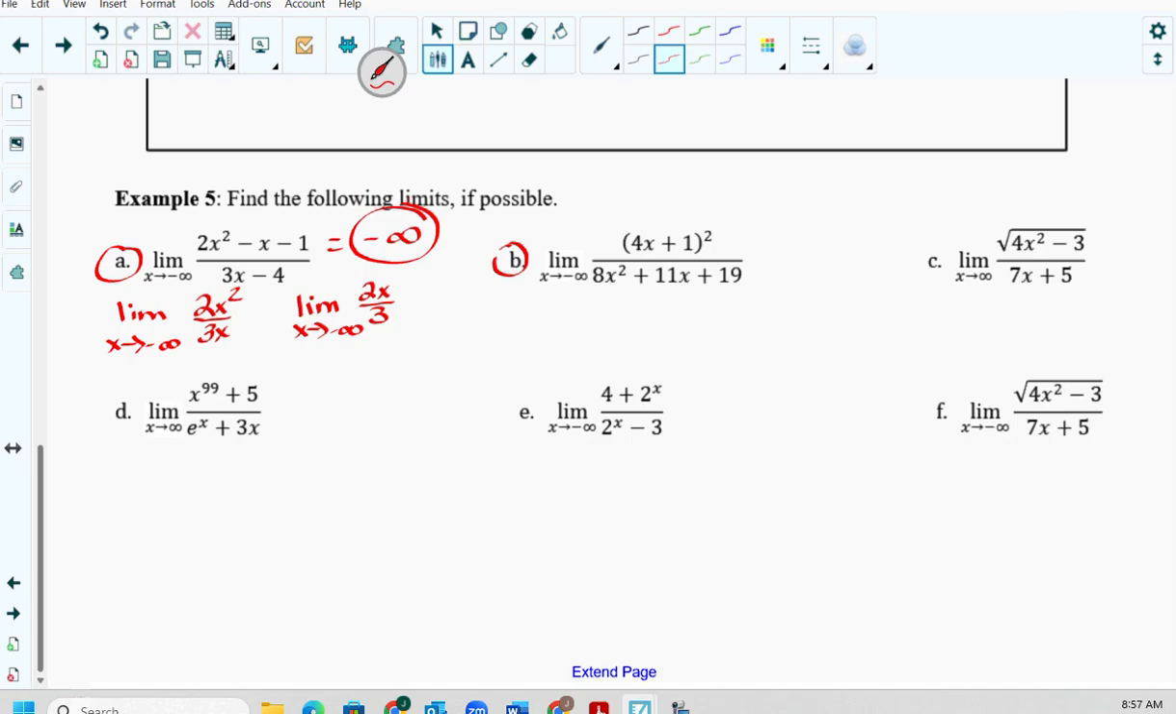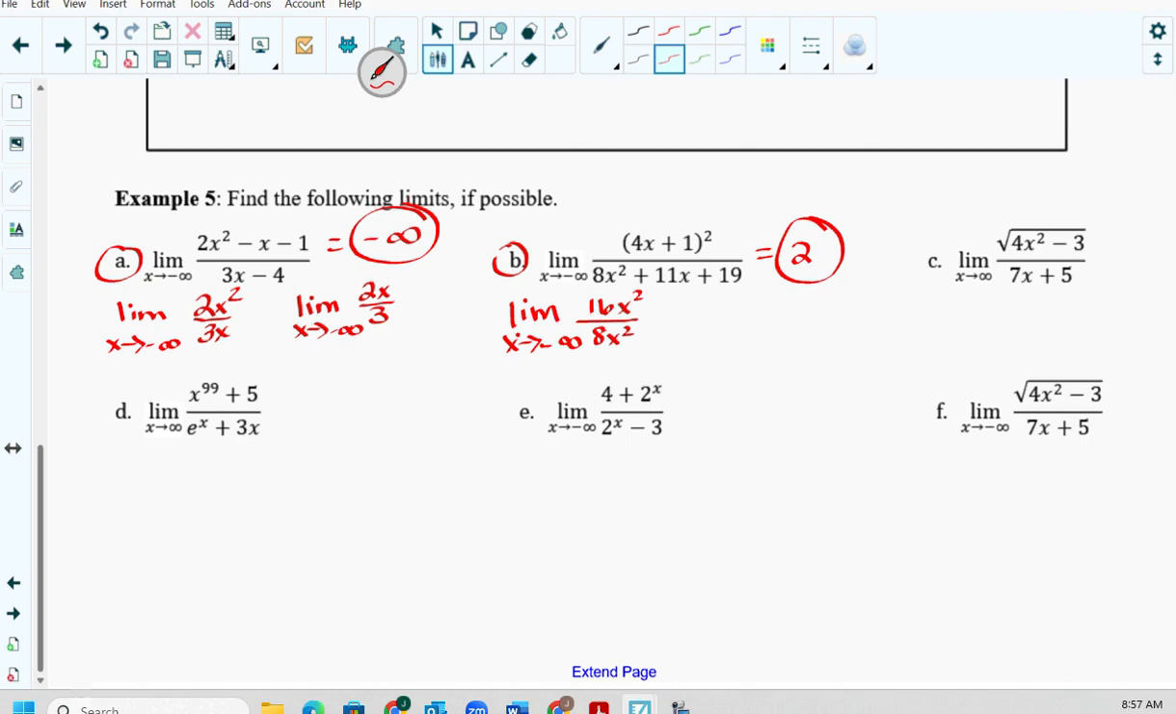All right, letter B, also a negative infinity. Numerator would be 16x squared over 8x squared. Doesn't actually matter that it's negative infinity this time. Did you guys get just 2 for that one? Yes, okay.